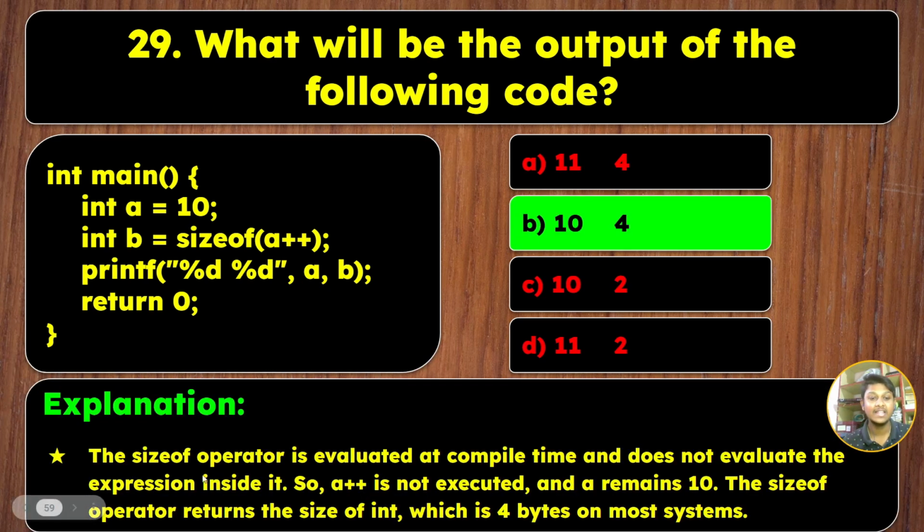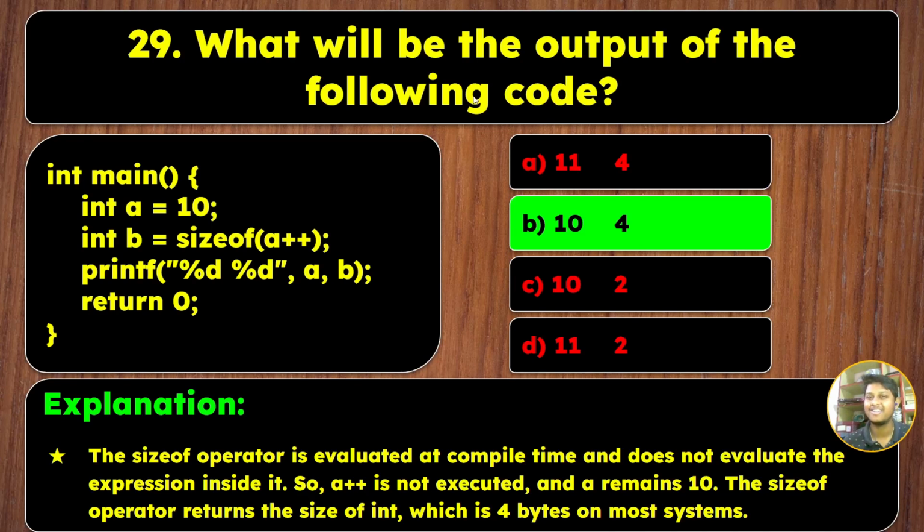As you can see, the sizeof operator is evaluated at compile time, and does not evaluate the expression inside it. So inside sizeof, if you have written any statement, then that particular statement will never get executed. So a++ is not executed and a remains 10. The sizeof operator returns the size of int, which is 4 bytes, as I told you, on most systems. So I hope you got to know about this.